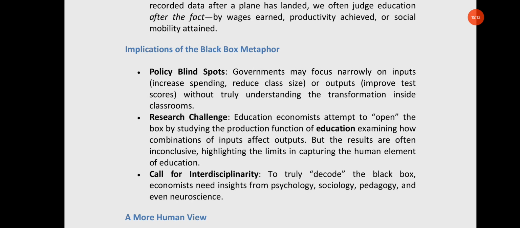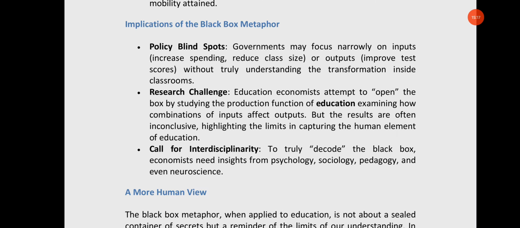Implications of the black box metaphor. Policy blind spots. Government may focus narrowly on inputs, increase spending, reduce class size, or outputs, improve test scores, without truly understanding the transformation inside classrooms. Research challenge. Education economists attempt to open the box by studying the production function of education, examining how combinations of inputs affect outputs, but the results are often inconclusive, highlighting the limits in capturing the human element of education.